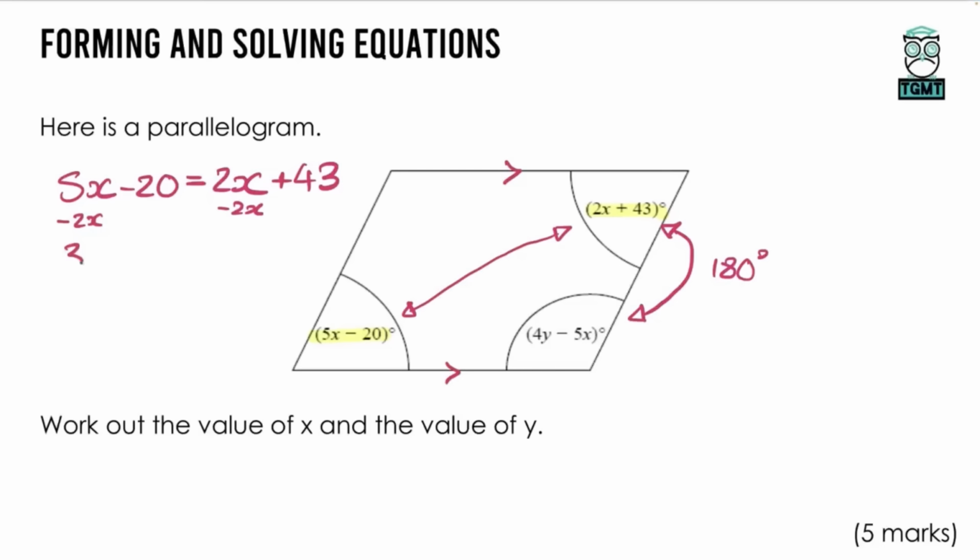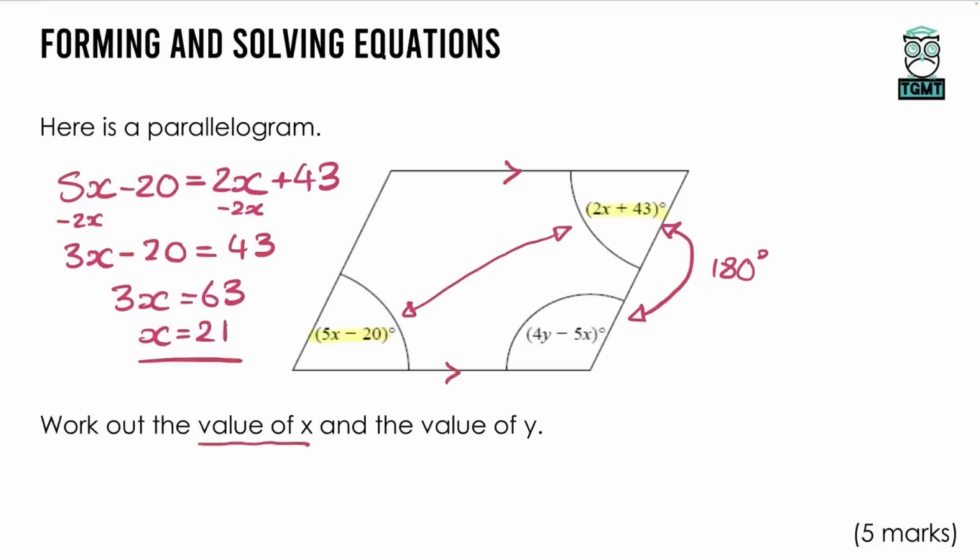We get 3x minus 20 is equal to 43. We then need to add the 20 to the other side, so 3x is equal to 63. And then dividing by 3, we get x is equal to 21. So we now have the value of x, and that's what it wanted, the value of x, and it wants the value of y. So if I substitute this value of x into this bottom angle, it is now 4y minus 5 lots of 21, which is 105 degrees.